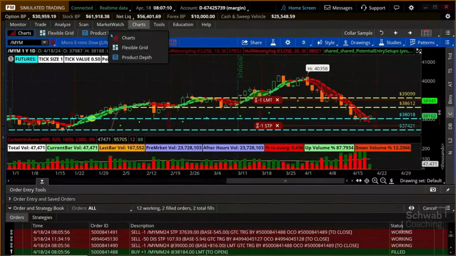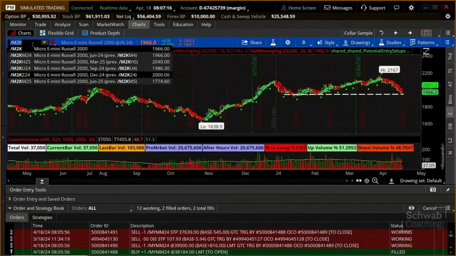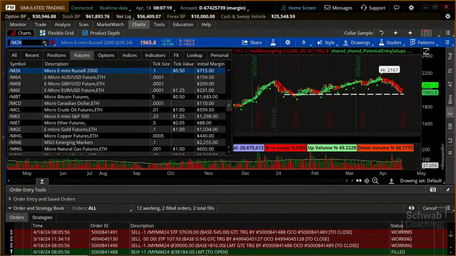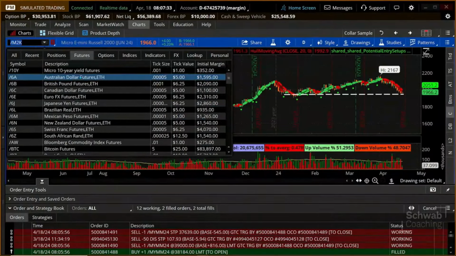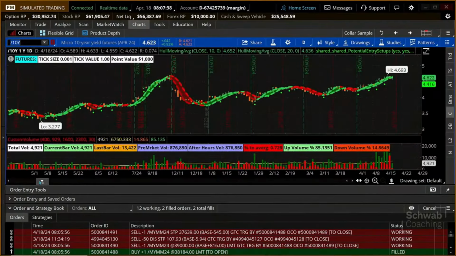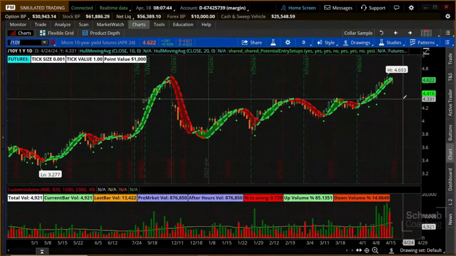Now, let's go back to just real quick the Russell for just a moment. Now, by the way, if you said, James, where are the products where I could see them in a list? Remember, if you hit the drop down right there and you go to that tab where it says futures, we're now going to see the list. And that list is extensive. Micro 10-year yield futures. Geez, that's kind of interesting. Okay. So we talk about these interest rates rising. Is there a product where the investor could try to trade the direction of interest rates? Yeah.